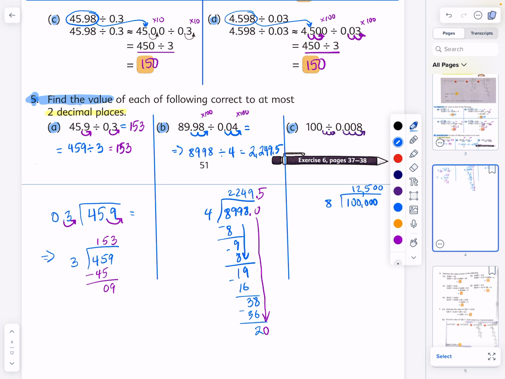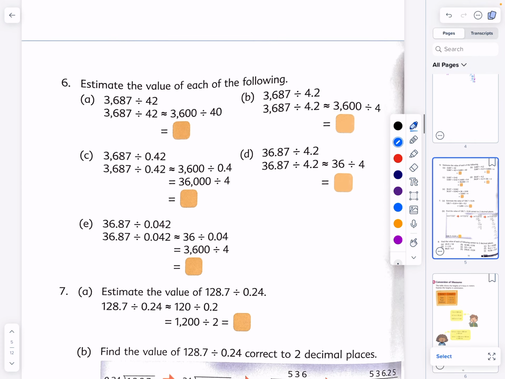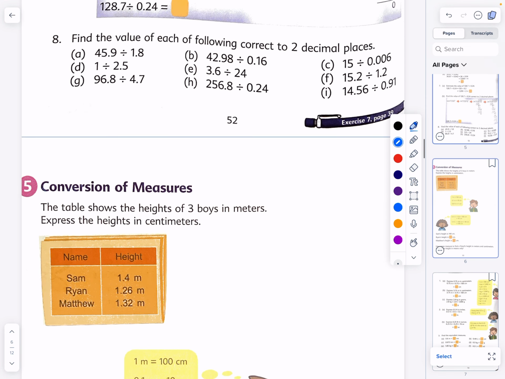So the answer is 12,500 times. 8 thousandths goes into 100 12,500 times. Let's take a look at the following page. Ooh, so many examples, but we can do it.